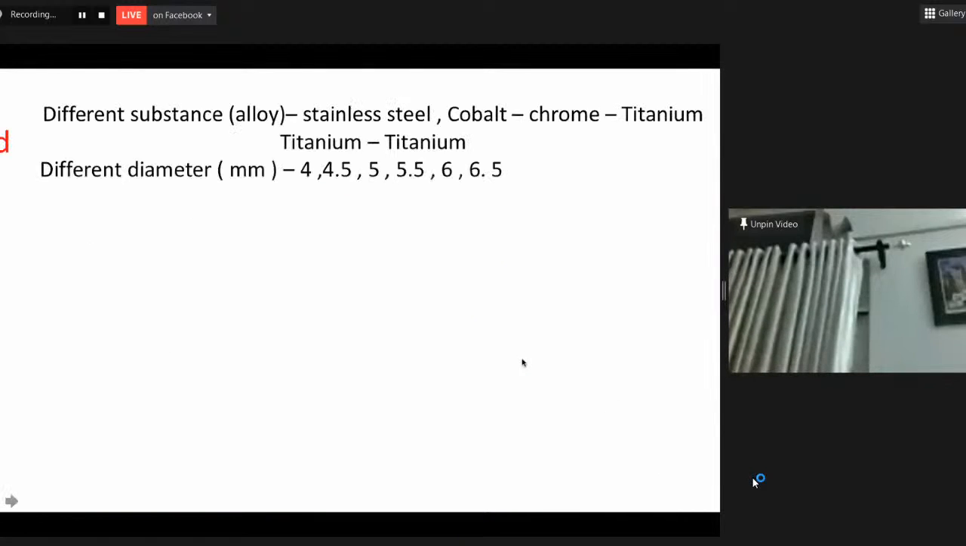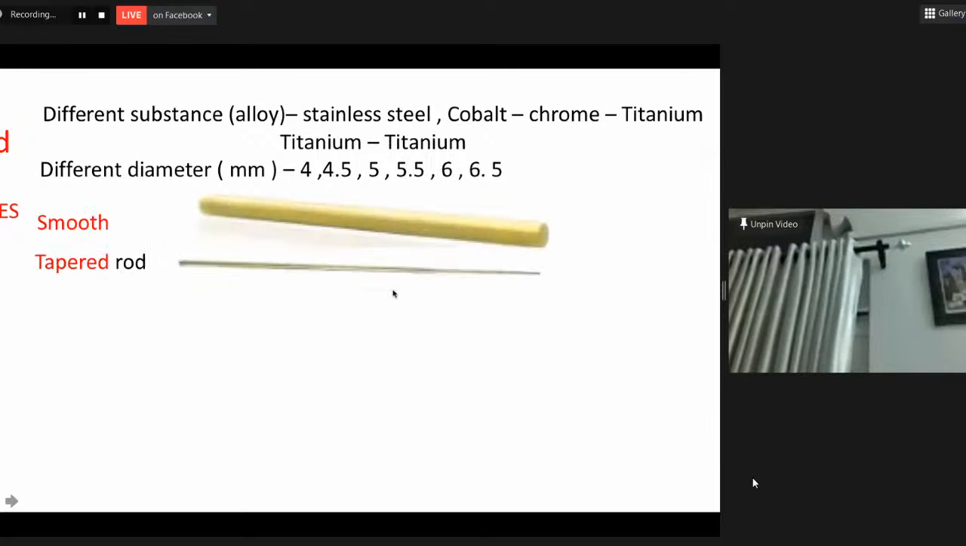Rod, there are different types. Metal is different. It may be made up of stainless steel or cobalt chrome or titanium, and there are different diameters. Usually the thinner rod is used in the cervical or upper dorsal spine. As you descend towards the lumbar and sacral area, the diameter of the rod increases, and it may be of different types. It may be a smooth rod, it may be a tapered rod.